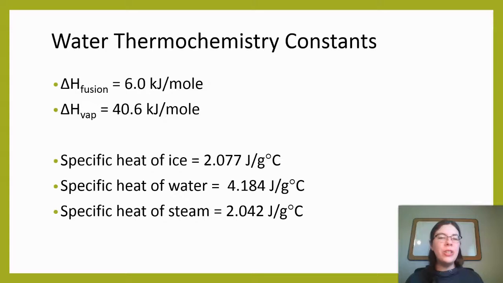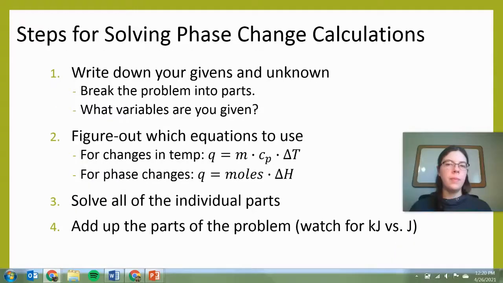So there are some different constants. You do not need to have these memorized. Just know they are in your notes. You can use them whenever you need them. The delta H of fusion is 6.0 kilojoules per mole. And again, the delta H of vaporization, and these are all for water, by the way, is 40.6 kilojoules per mole. So quite a bit larger. Also, some specific heat values. Notice the specific heat changes based upon what phase you're in. So ice, water, and steam all have different specific heat values.